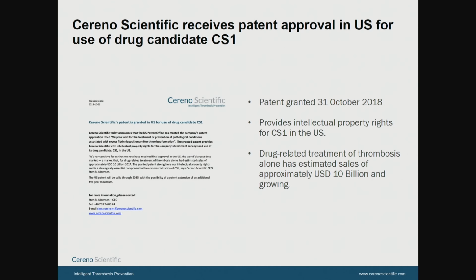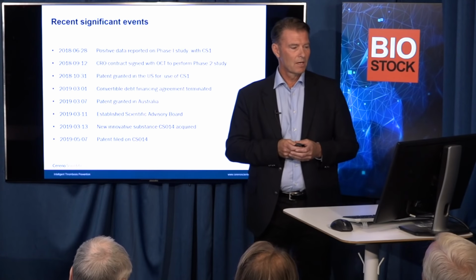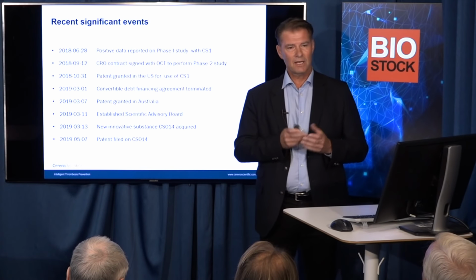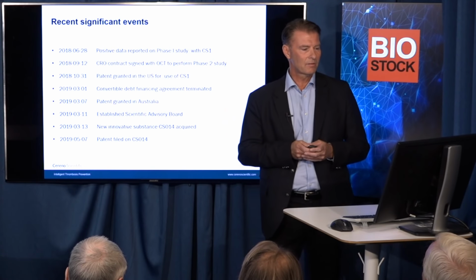Other good news during the fall was that we got a patent approved in the US, which makes up about 50% of the market. That was very positive. Other news is that we have terminated our convertible bond financing that we signed a year ago, and we are pursuing other financing. I'll come to that at the end. We also got a patent granted in Australia this spring, another important market. And then we have established a very strong scientific advisory board. I'll mention it at the end here.